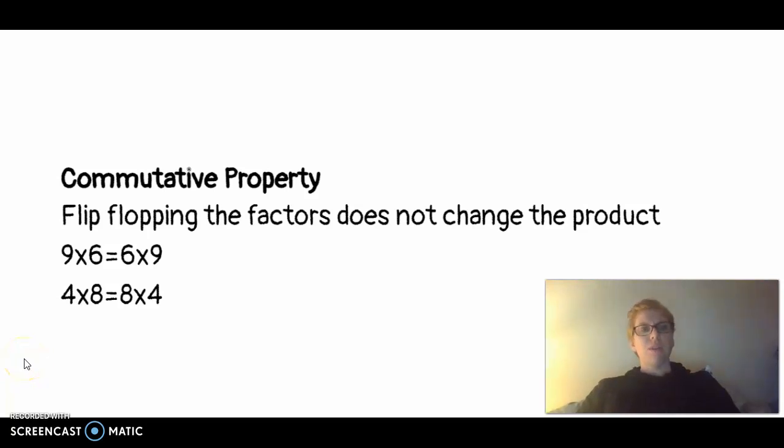All right, my dears, let's review the properties of multiplication. Let's start with the commutative property. This is where flip-flopping the factors does not change the product.